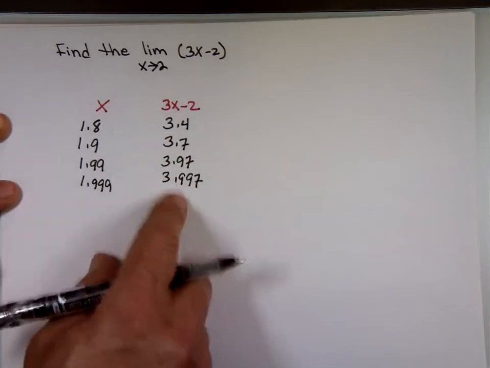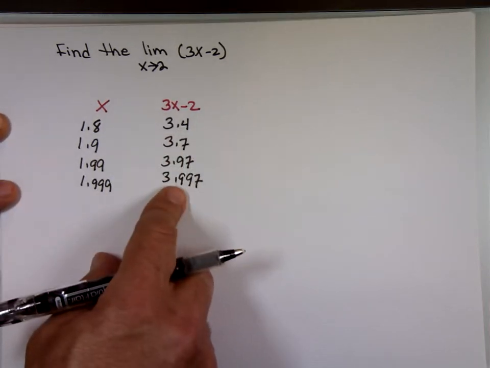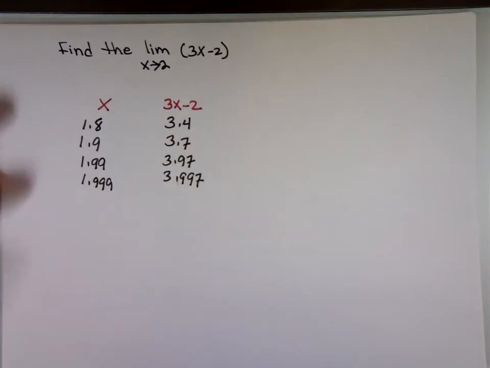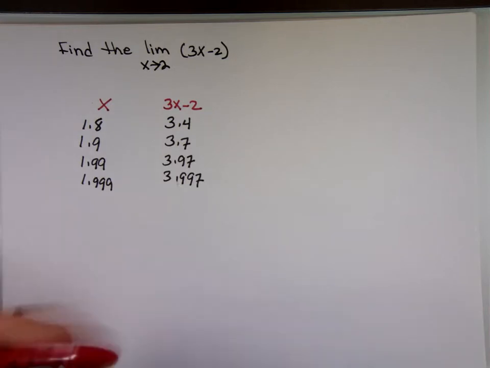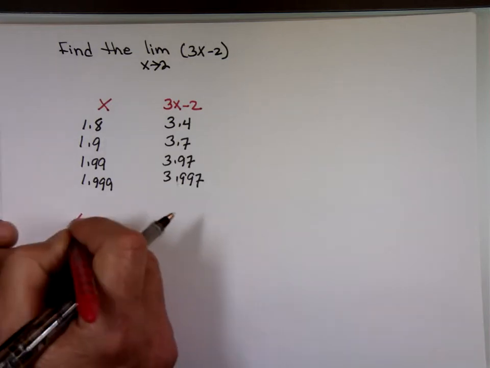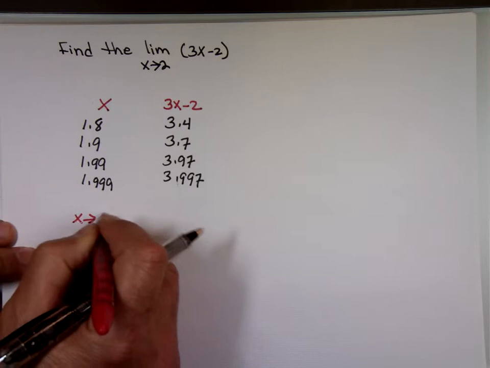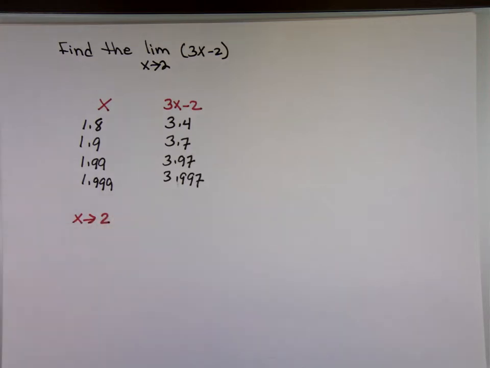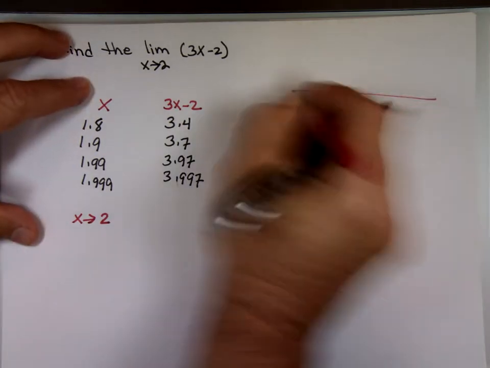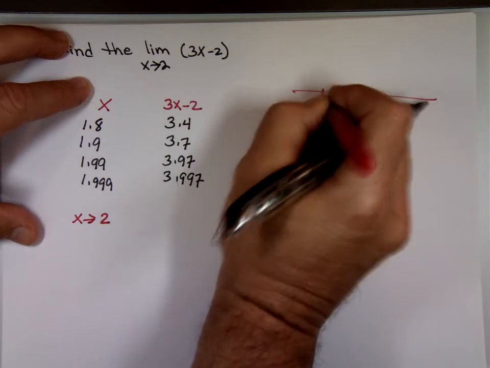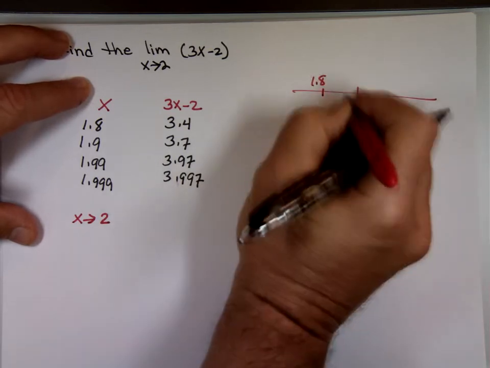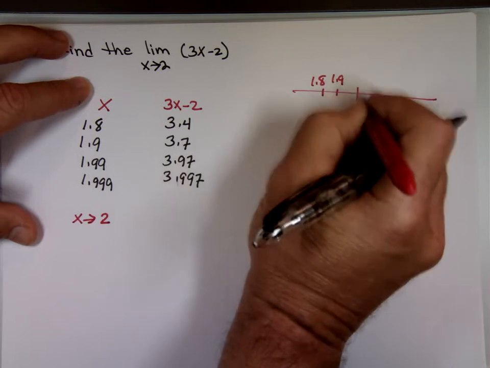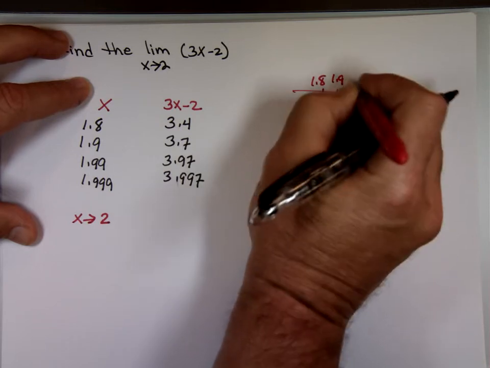What do you notice about that number? Where is it going to? 4. Okay. Looks like that number is going to 4 as x approaches the 2. From which side, by the way? When you look at the 1.8, 1.9, 1.99 in comparison to the 2. This is the 2 here. This is the 1.8, right? I'm just exaggerating with the picture. This is the 1.9. This is the 1.99.